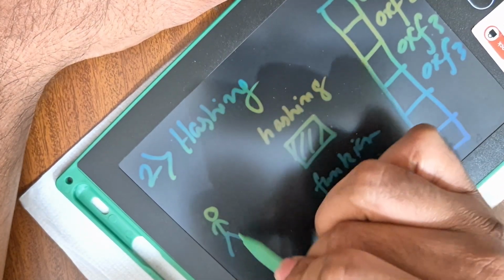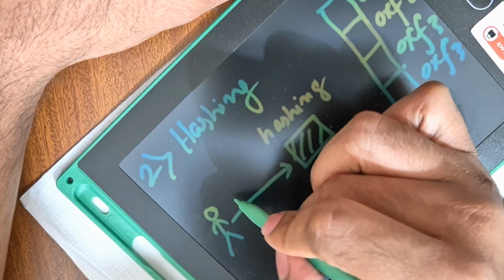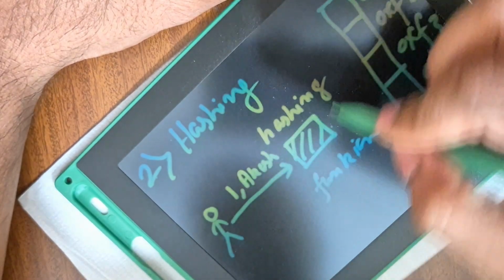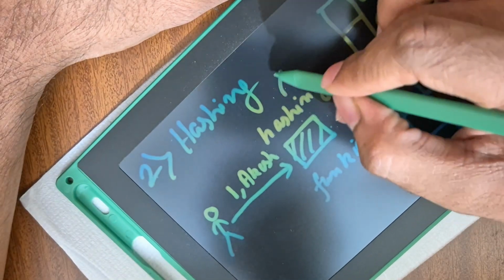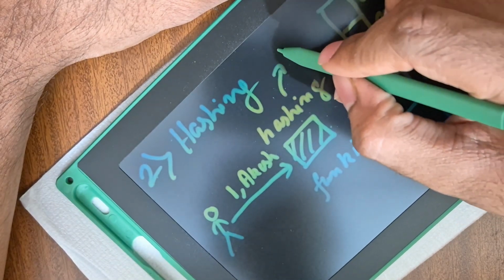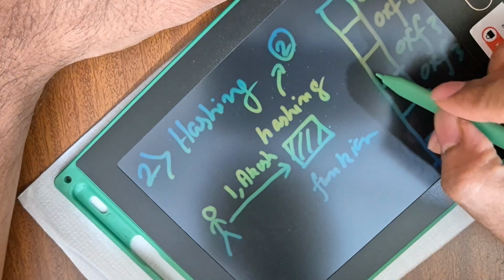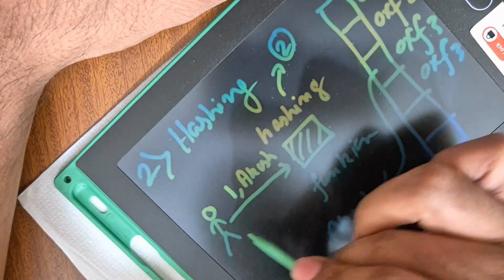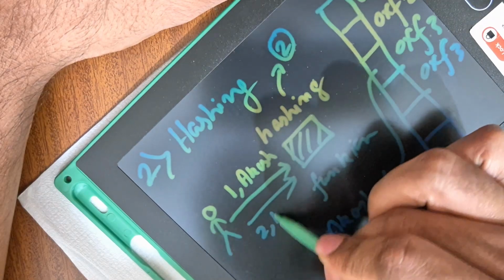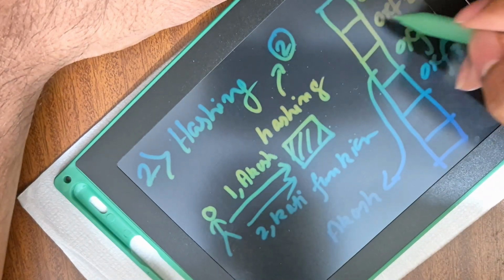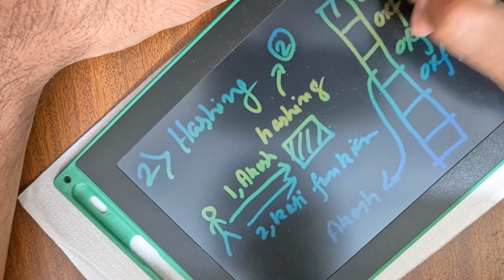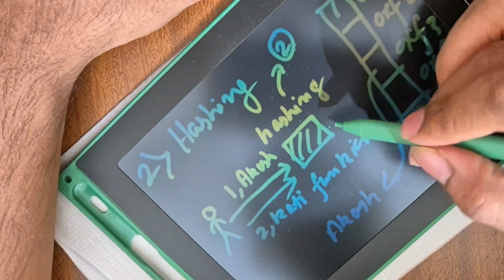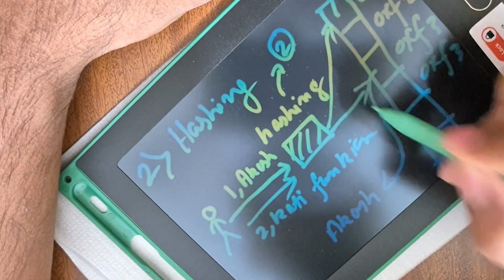So whenever a user inserts something, let's say it is trying to insert Akash, it will run the hashing function on Akash. Let's say the hashing function gives 2, so it will store Akash here. Similarly, let's say Kriti's hashing function gives this one, so here is Kriti. This way we will store everything inside the data.